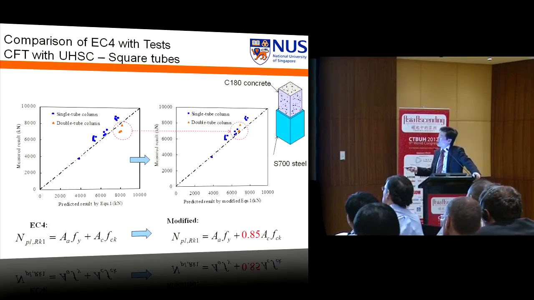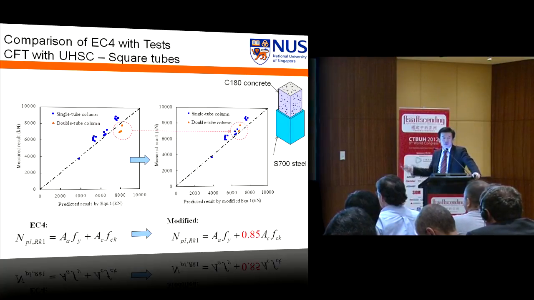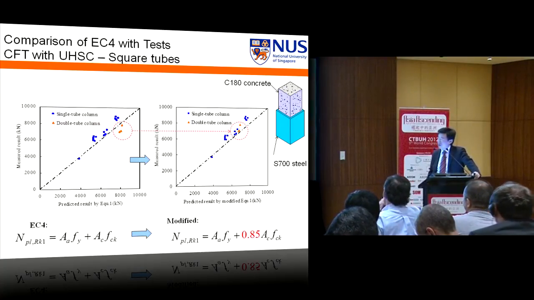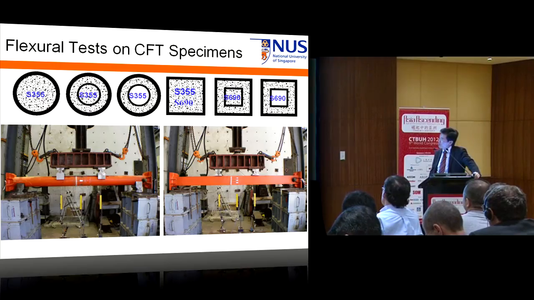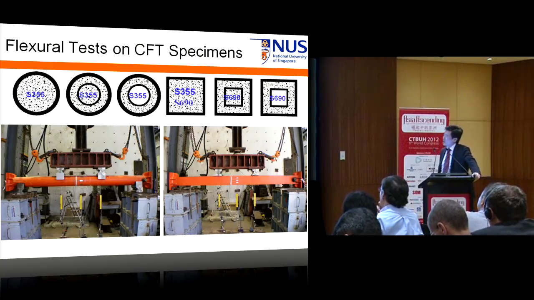So we conclude that for double tube columns, we need to provide penalty factors on the concrete strength. We propose the use of a 15% reduction in concrete strength to shift this curve in to get conservative predictions. And therefore, using this method will be safe for constructions. We have done a larger specimen. It's about a 4.2 meter bending test.